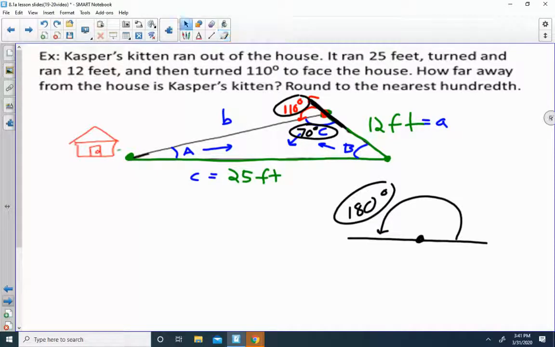So in other words, like say we have two angles, this angle plus this angle has to equal 180 if it makes a straight line. So 110 plus 70 will make a straight line of 180. That is going to be a big help.